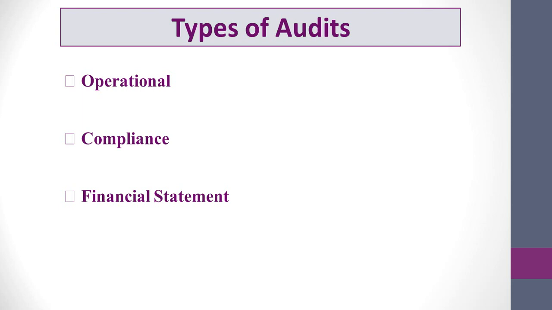Now we are going to discuss types of audits. Audits are often viewed as falling into three major categories: operational, compliance and financial audits. Okay, operational audits, compliance audits and financial audits. We are going to discuss every type of audit in more detail in the following slides.